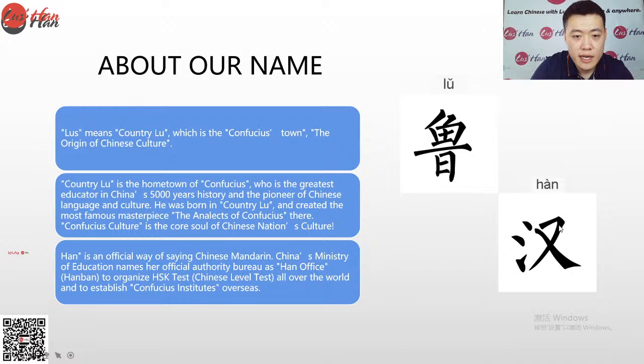And this word Han is an official way of saying Chinese Mandarin, and China's Ministry of Education names its official authority, the Han office, Hanban. We say Hanban organizes HSK tests all over the world and establishes Confucius Institutes overseas.